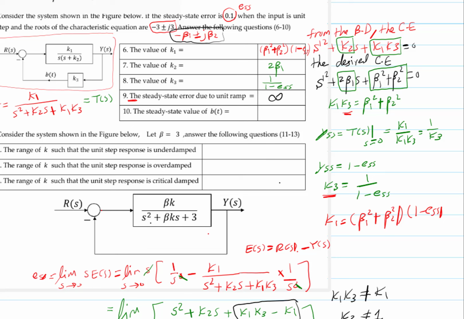Now for b of t, if we examine the signal b of t, then b of t will equal k3 y of t. So this means that b steady state will equal k3 y steady state. And if you remember, we found that y steady state is equal to 1 over k3, so this will equal 1.